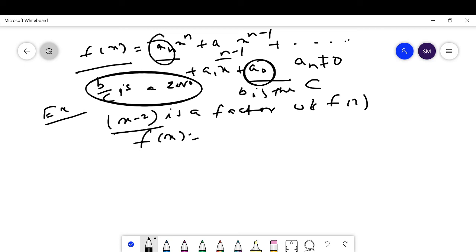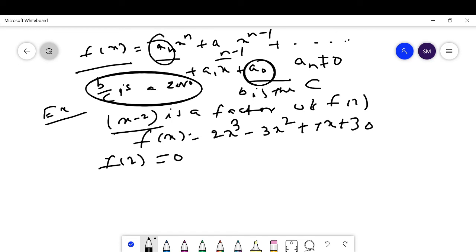f(x) is given here: 2x cube minus 3x square plus 7x plus 30. x minus 2 is a factor of f(x) only when f(2) is equal to 0. Let us find out the value of f(2).